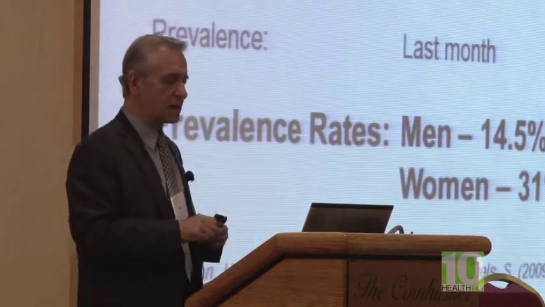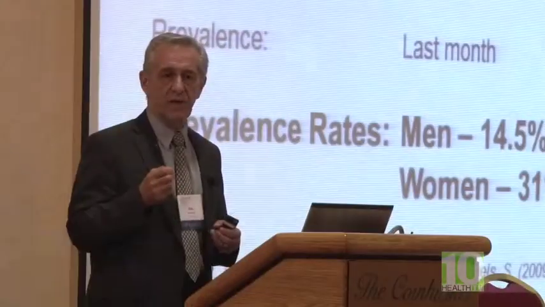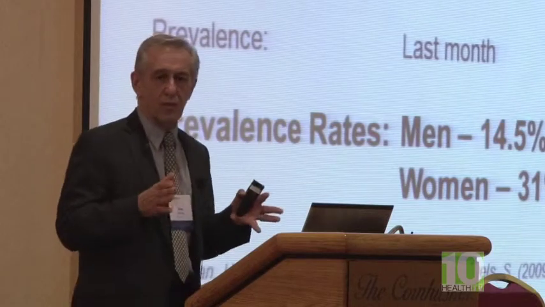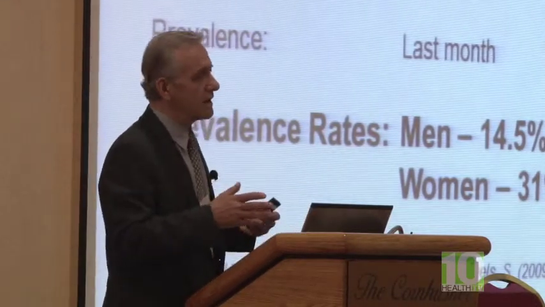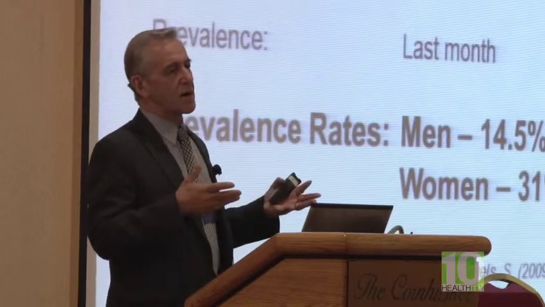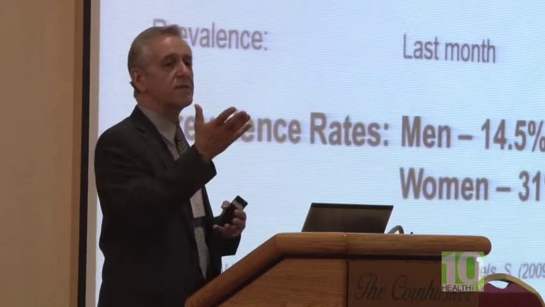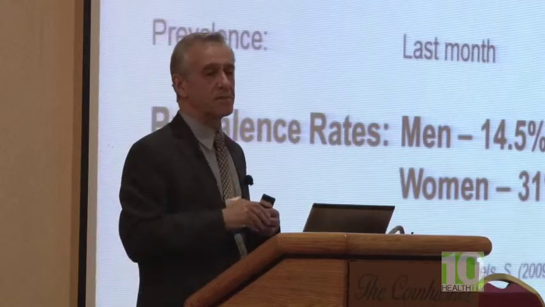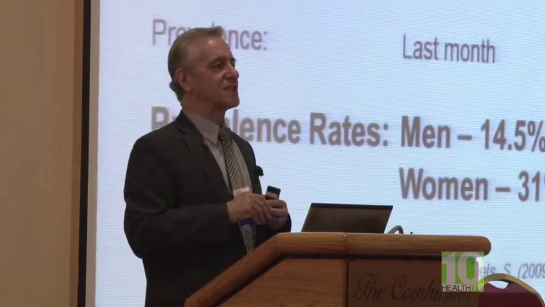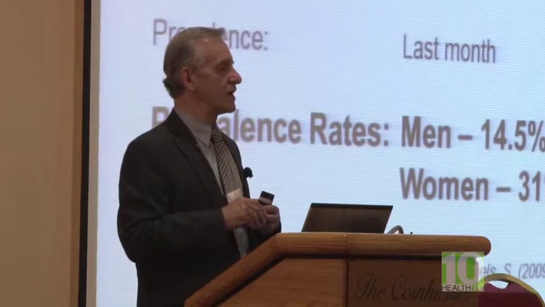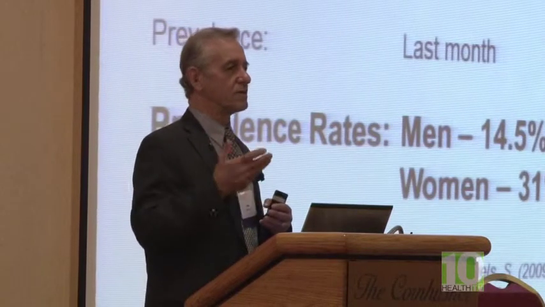And what we found was that 14.5% of the men and 31% of the women had a serious mental illness. Now, you can argue about what's the importance of prevalence rates. I mean, some of you may have heard that 50% of the people in jails and prisons have mental health problems. That was a study done by BJS, the Bureau of Justice Statistics.